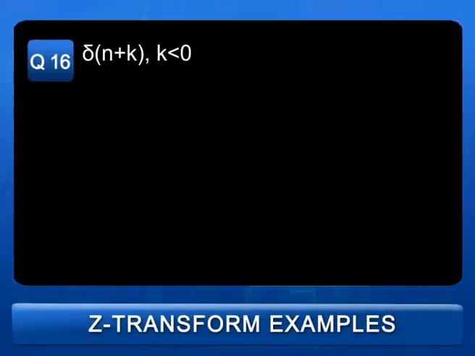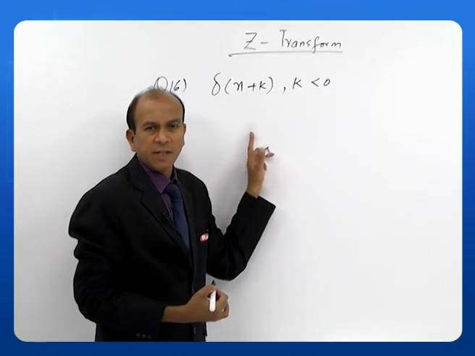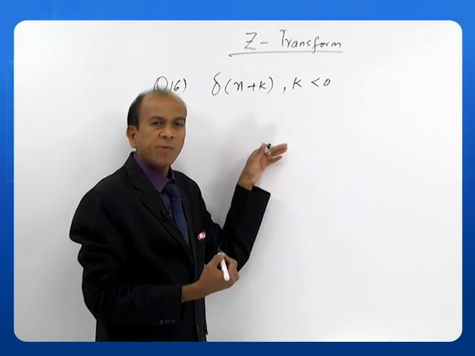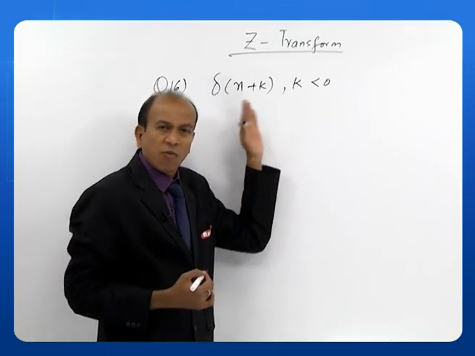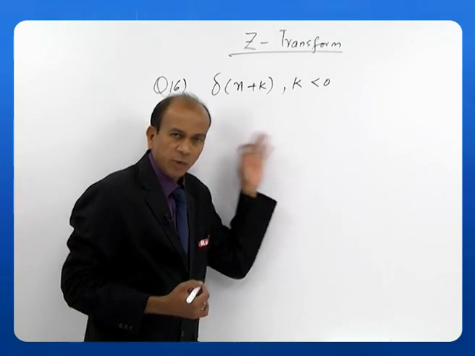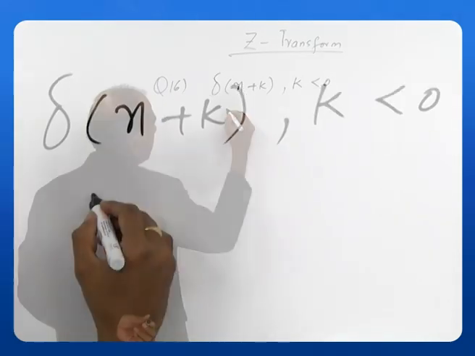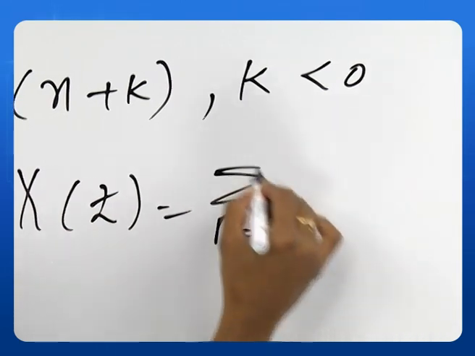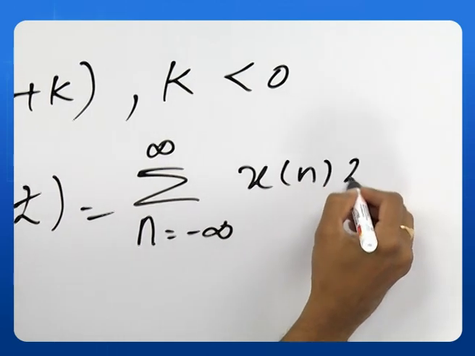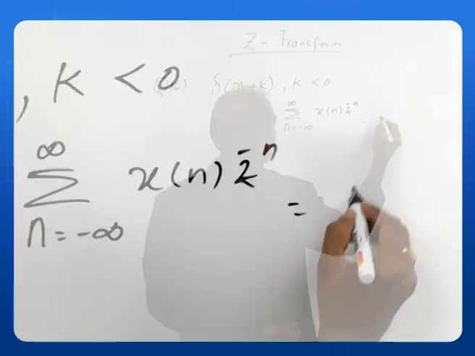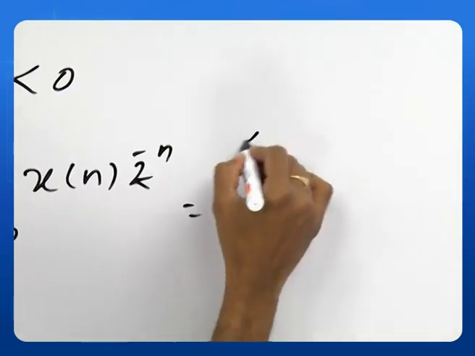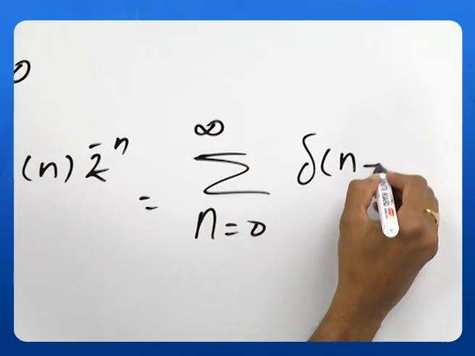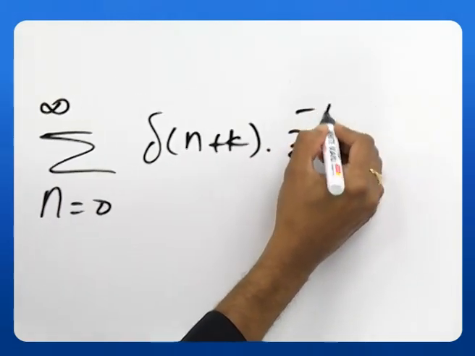Let us see question number 16, delta of n plus k, where k is less than 0. This looks a little similar to what we have done earlier, but we are discussing this problem also so that we can differentiate the ROCs for these two Z transforms. Again we have to calculate X of z. The formula for X of z is summation n equal to minus infinity to plus infinity x of n z to the power of minus n. For us, this is summation n equal to 0 to infinity delta of n plus k z to the power of minus n.